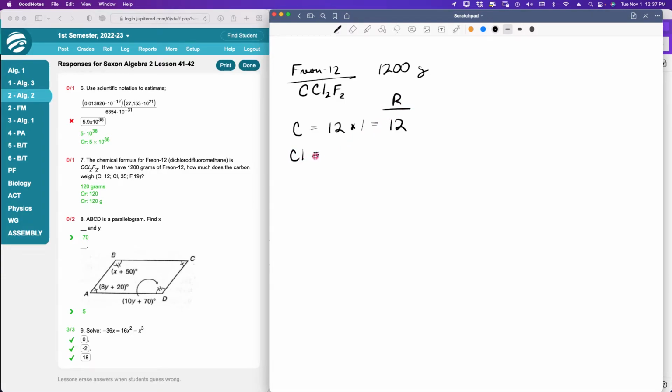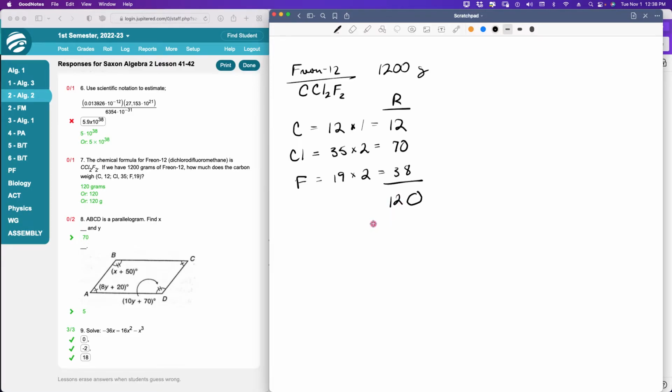Chlorine is equal to 35. And there are 2 chlorine atoms. So that's going to be 70 grams. And then the fluorine, whatever, that is 19. And there are 2 of those. So that would be 38. So now when we add that together, we get 0, carry 1, that's going to be 120.